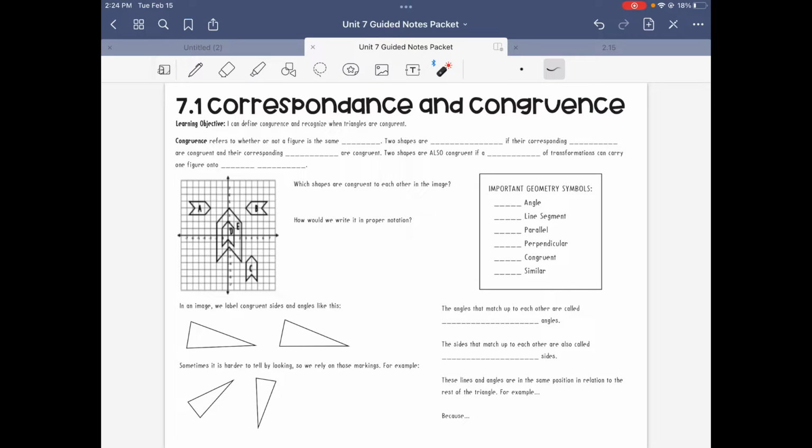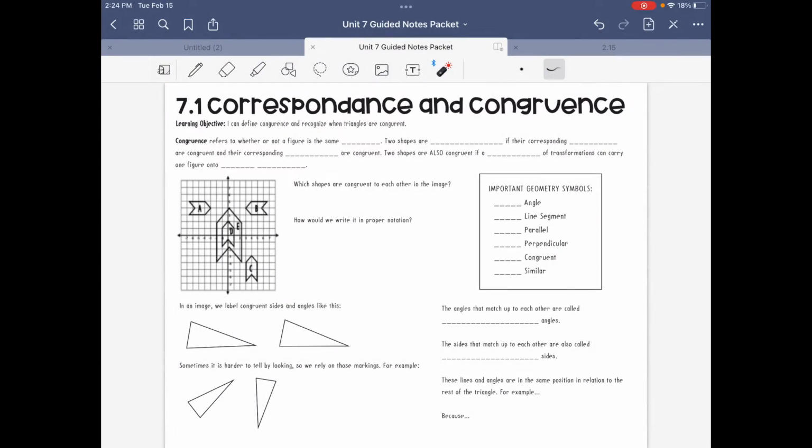This is the lesson for 7.1 on correspondence and congruence. The learning objective for this lesson is I can define congruence and recognize when triangles are congruent. So with that, we need to know what congruence is.